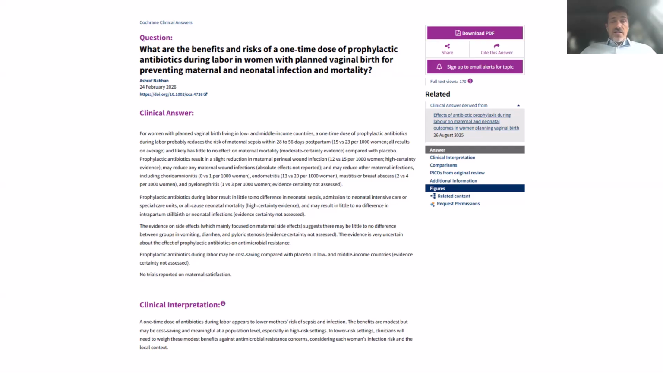They then comment in this clinical interpretation of how in lower risk settings, where the neonatal mortality is not as high, where there's not as many infections that come about in the immediate postpartum period, clinicians will need to just weigh those modest benefits against concerns that are very valid. Most commonly when we give antibiotics, we're worried about antimicrobial resistance. Basically just local context, each woman's infection risk, those are the things.